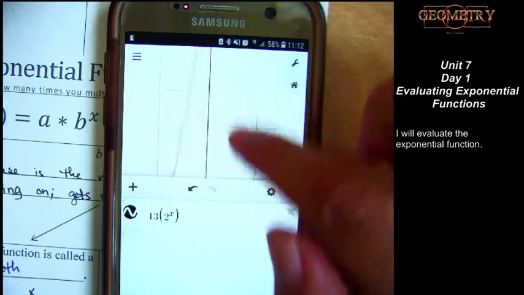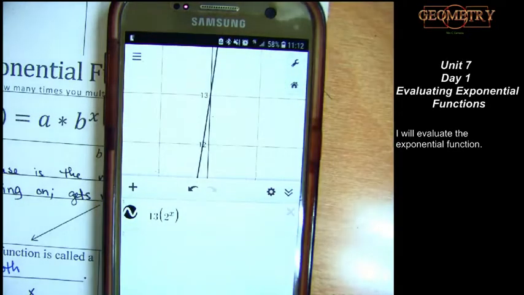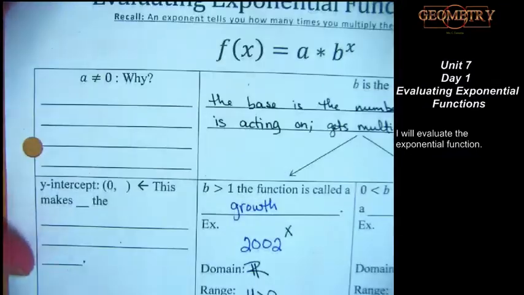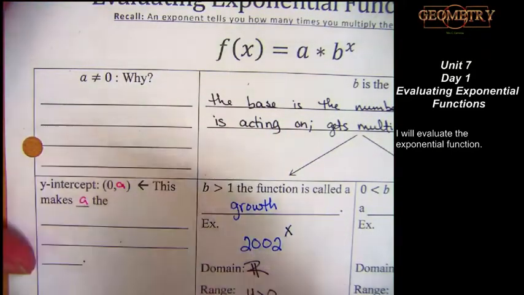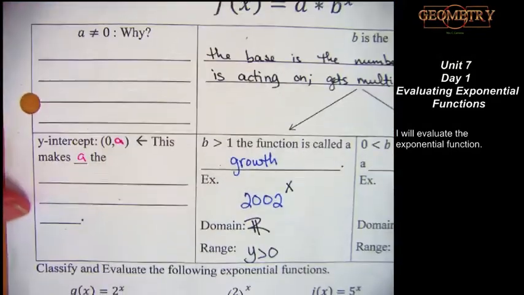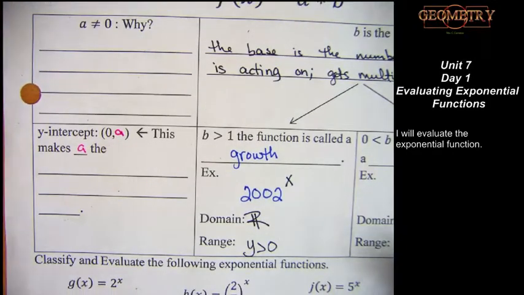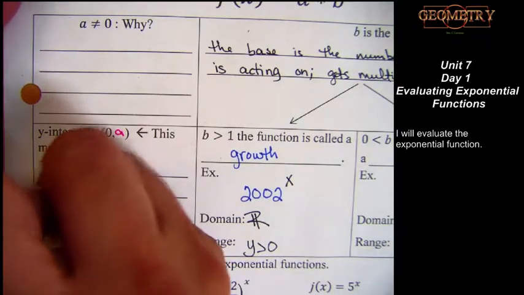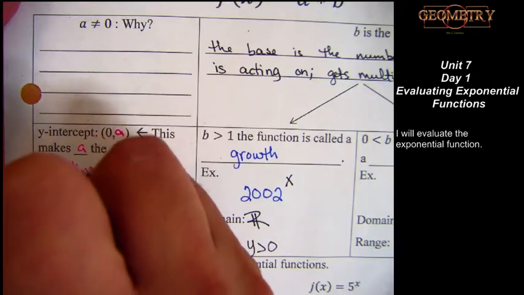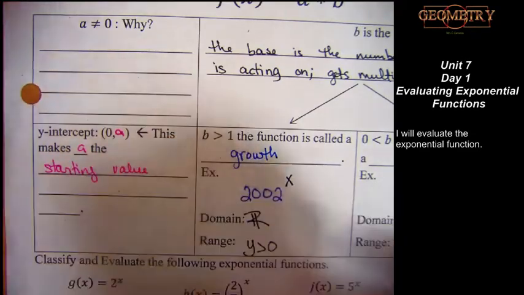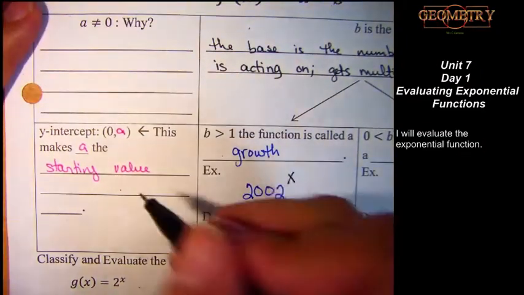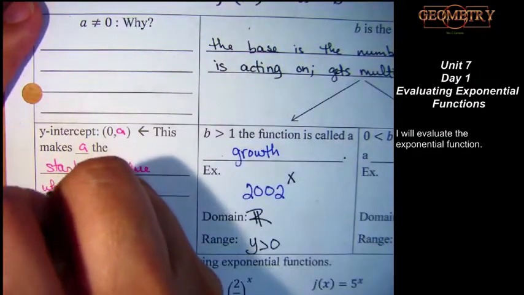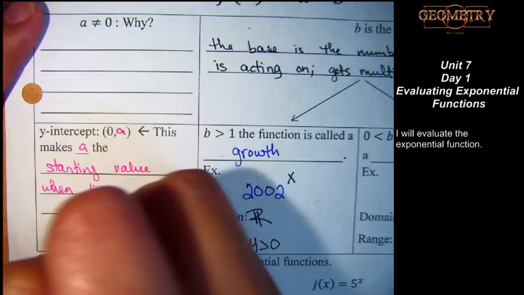Wait, so the number you put in front of it, that's like the weight. What about 2 million? No, just kidding. So this number A becomes the y-intercept. And that makes this the starting value. Okay, but I'm gonna write something that's probably not gonna make sense for a second, then we'll explain. It's the starting value when time begins.